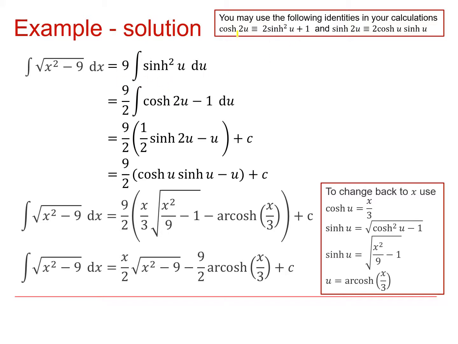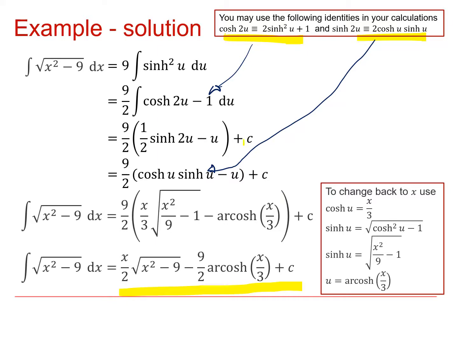So here you can see we've used this identity to get us down to this version here. We've then integrated that and then used this identity to get this bit out. And then we've used all of these things here. So cosh u is x over 3, rearranging to get sinh u in terms of x and u in terms of x, and plugging all of that in, we get down to here.